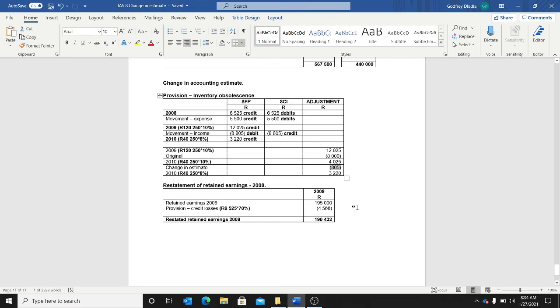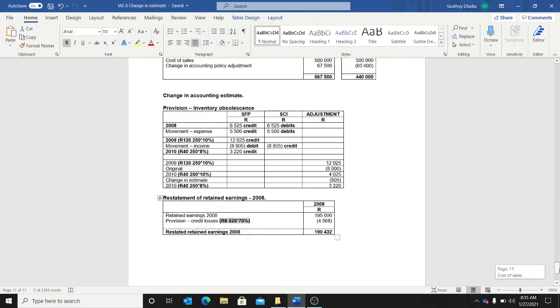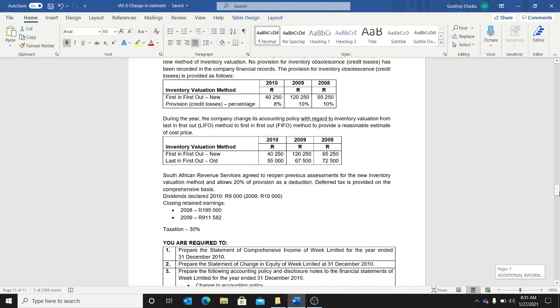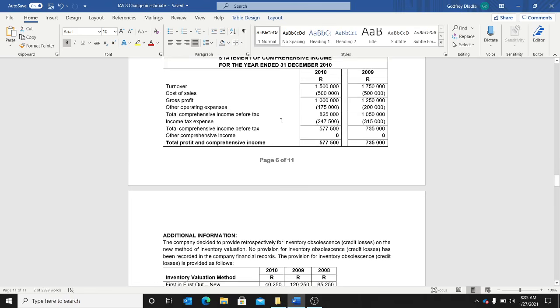Now, the one given in the question, you'll adjust it by this amount, which comes from this amount after tax. Remember, this is retained earnings. You must always adjust retained earnings after tax. All right, let's now go to the question. Here is the question, 175 and 200,000. Okay, now let's start in 2009.